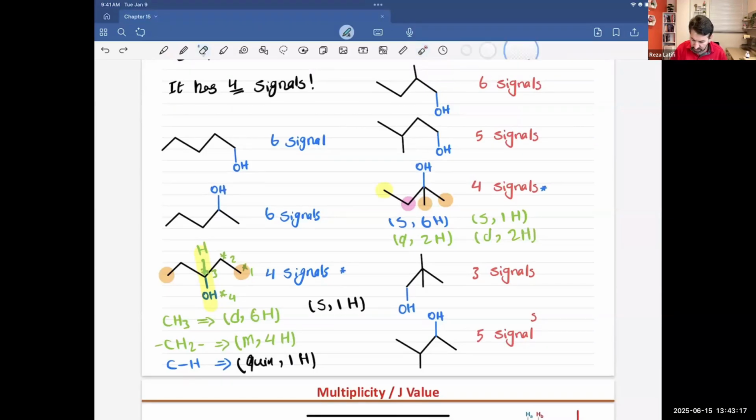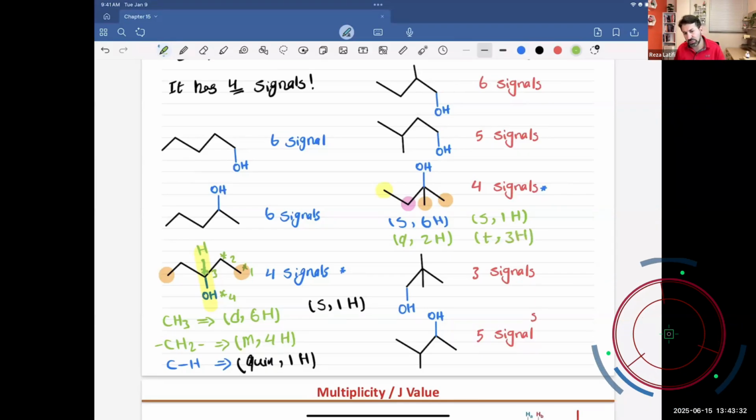Don't forget, last one I made a mistake and I wrote 2. This one is supposed to be triplet, not doublet. This one is going to be triplet, because we have CH2 as a neighbor, and n plus 1 will be 3 hydrogen. So it will be triplet and 3 hydrogen, and that's going to be my correct answer.